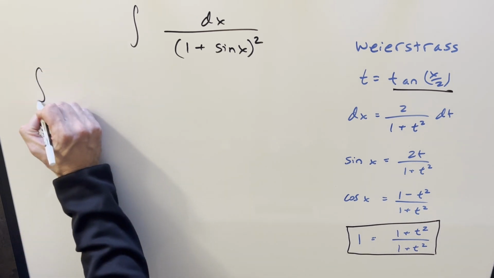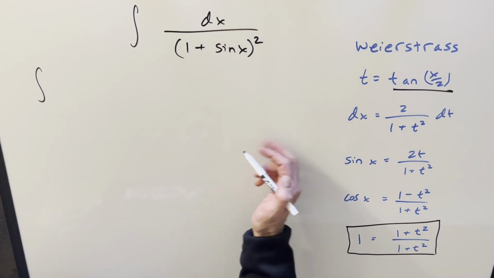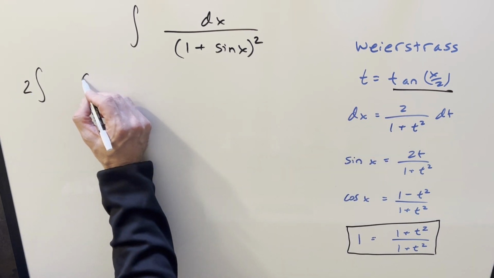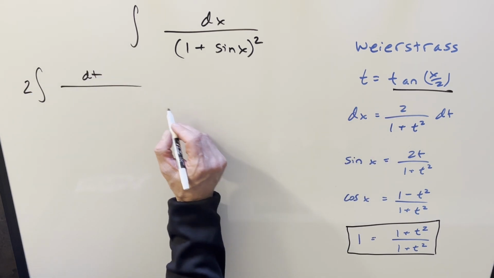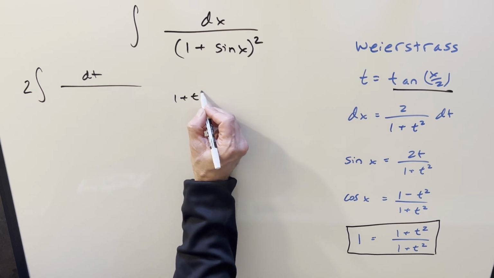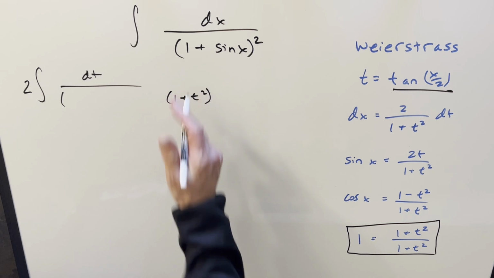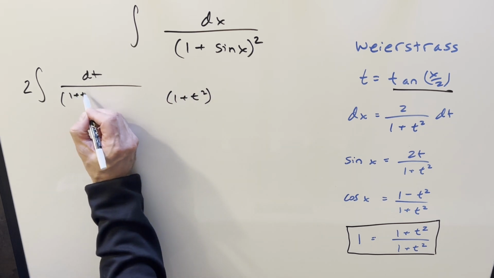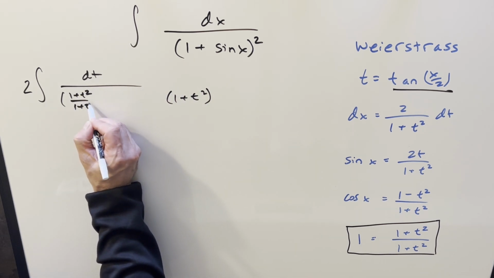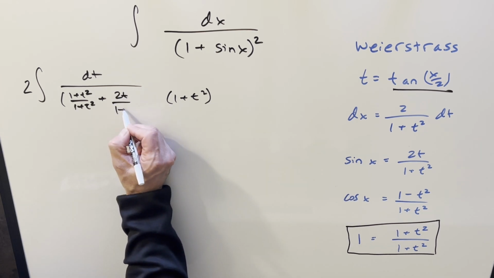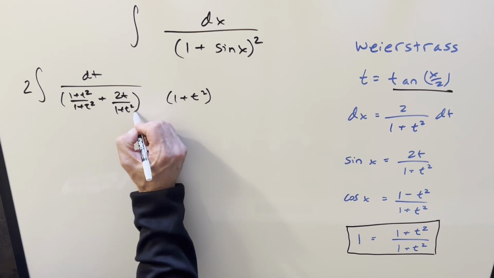So now to get started, we'll start with the dx. For the 2, we'll bring that out front of the integral, and we're going to have just dt, and I'll bring the 1 plus t squared out here for now. Then in the denominator for 1, we'll use this identity, 1 plus t squared, just so that we can have a common denominator. For sine x, we'll use this, 2t over 1 plus t squared, all squared.